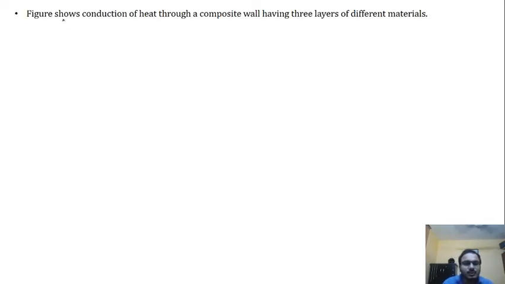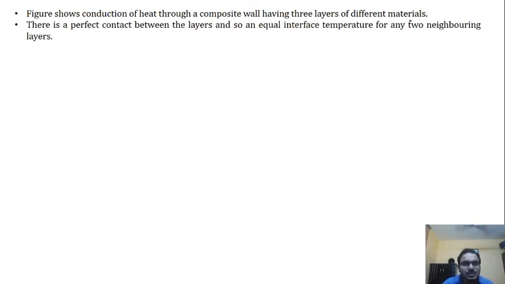So the previous figure shows conduction through a composite wall having three layers of different materials. There is a perfect contact. This is our assumption that there is a perfect contact between the layers, so an equal interface temperature for any two neighboring layers is there. So there is equal interface temperature.